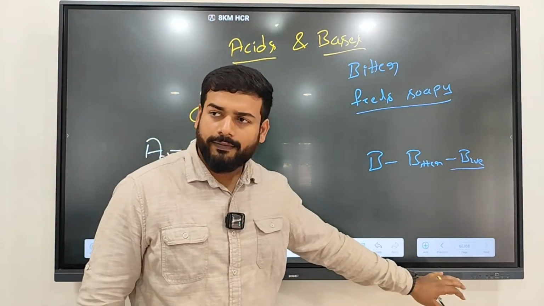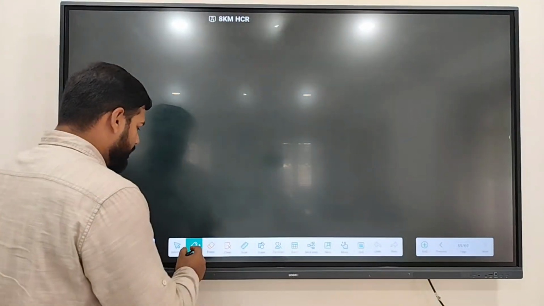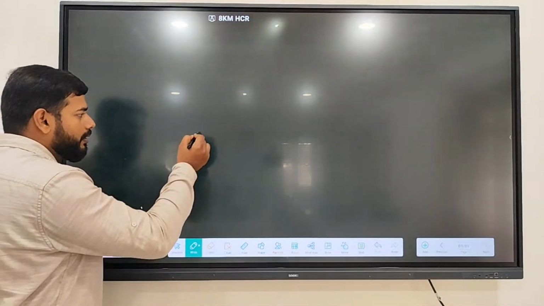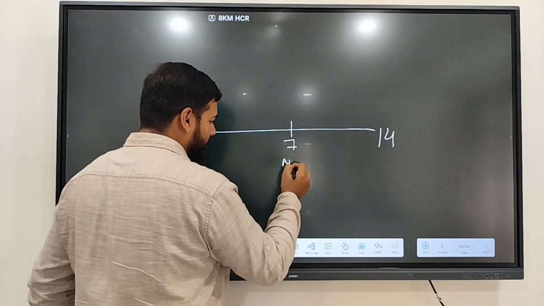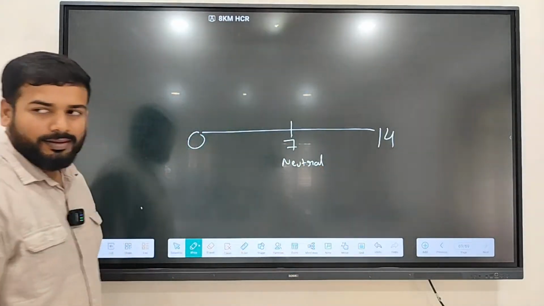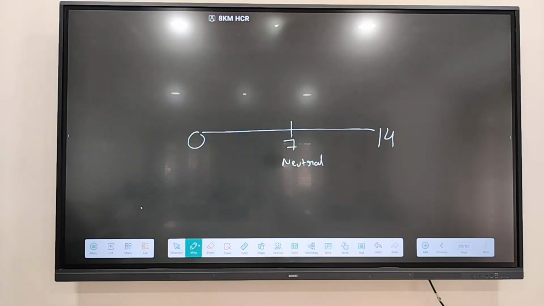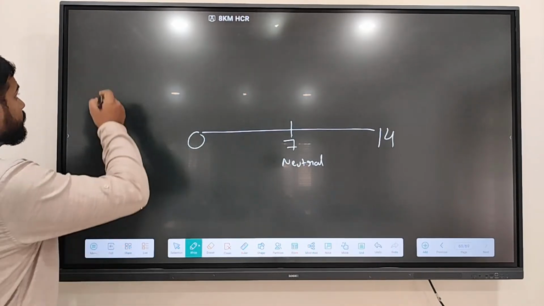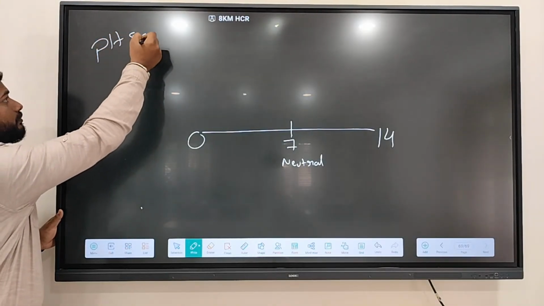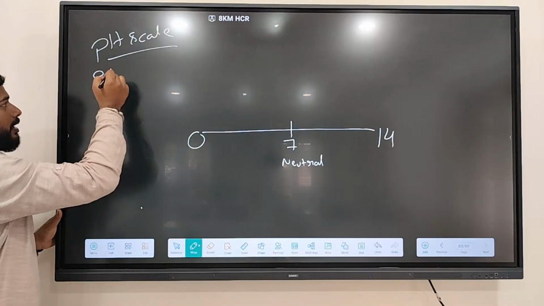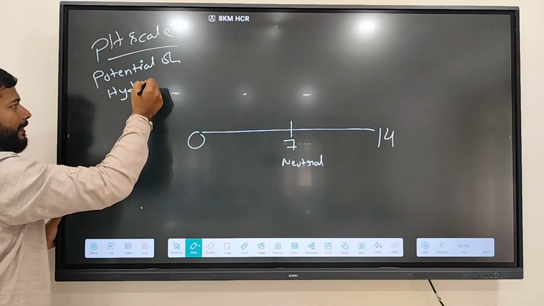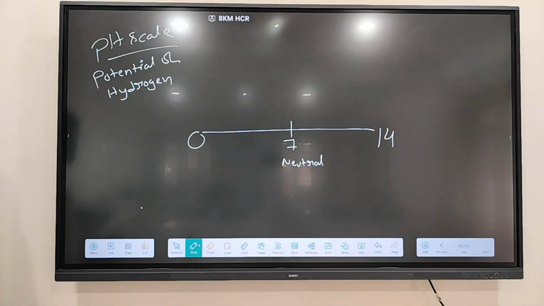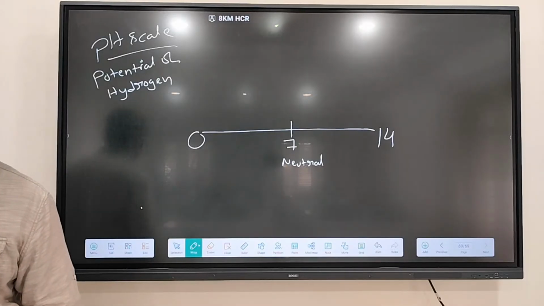What is the range of the pH scale? 0 to 14. 7 is neutral. pH scale means potential of hydrogen. That means it is based on the hydrogen ion concentration.